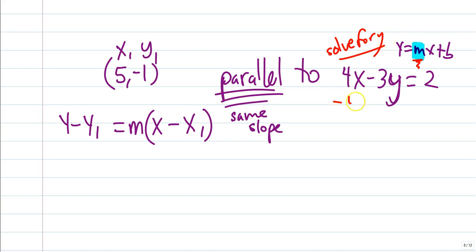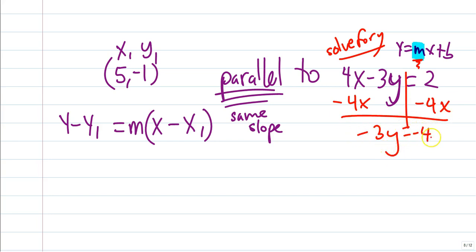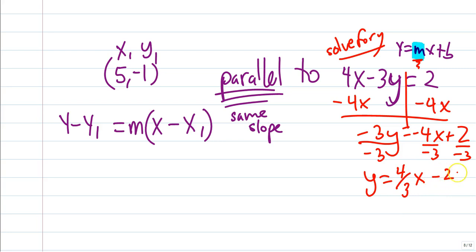That means I need to subtract the 4x. Get negative 3y is equal to negative 4x plus 2. Divide by the negative 3. Everything gets divided by a negative 3. So that y is equal to positive 4/3 x minus 2/3. And what do I take from this? Parallel meant the same slope, so I take this slope and I steal it. The slope we will use will be 4/3.